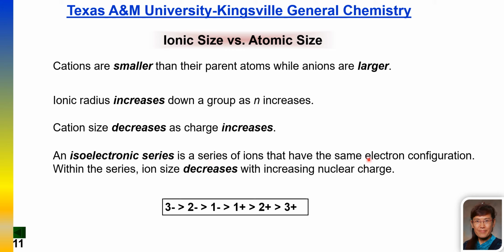and they have the same electron configuration. So within the series, the ion size decreases with the nuclear charge increasing. If you have positive 3, losing 3 electrons, something losing 2 electrons, the one which is more positive will be smaller. If you have 3 negatives, 2 negatives, the one more negative, the size will be bigger.